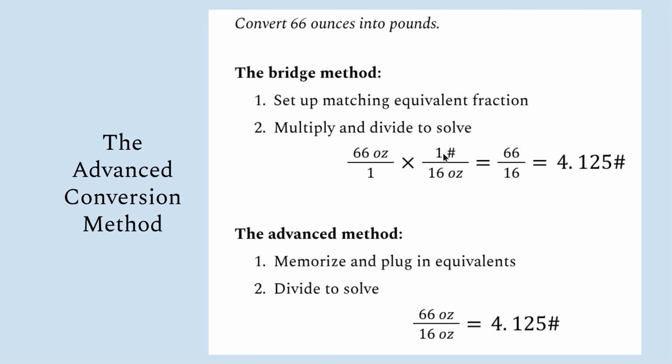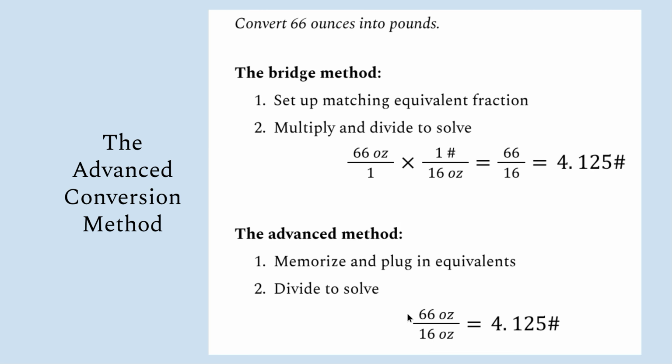We're converting into pounds. So on this round, I'm going to write 1 pound on top, and 16 ounces makes a pound. The ounces on bottom here cancel out the ounces on top over here. So I'm left with 66 divided by 16, which gives me 4.125 pounds. And as you can see, the advanced method down here allows me to essentially merge these two fractions together without actually writing it out in the middle.